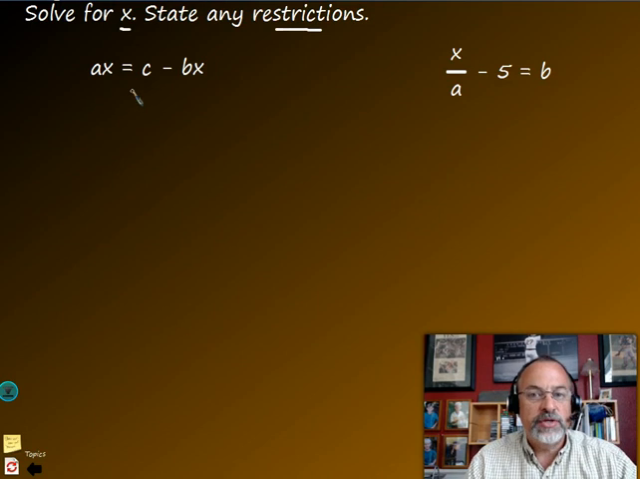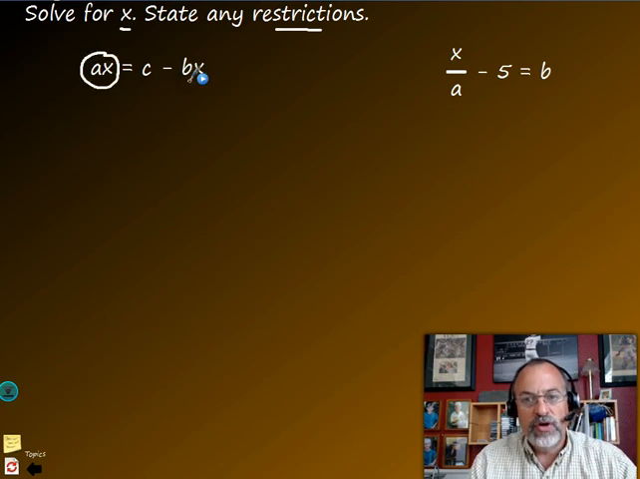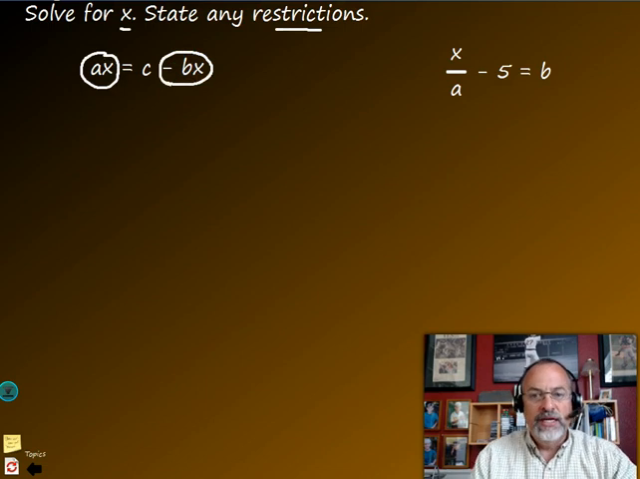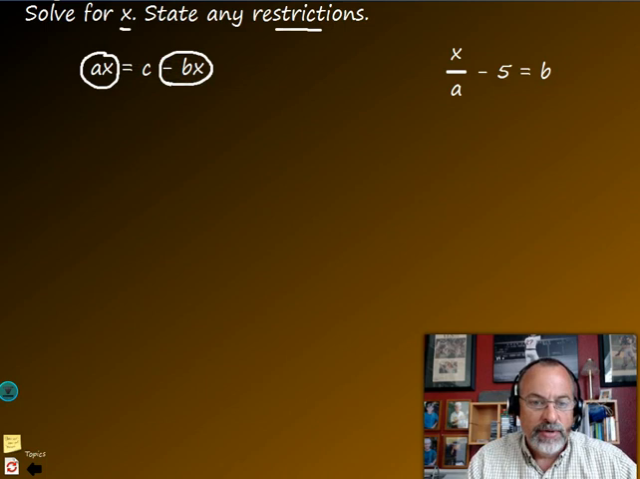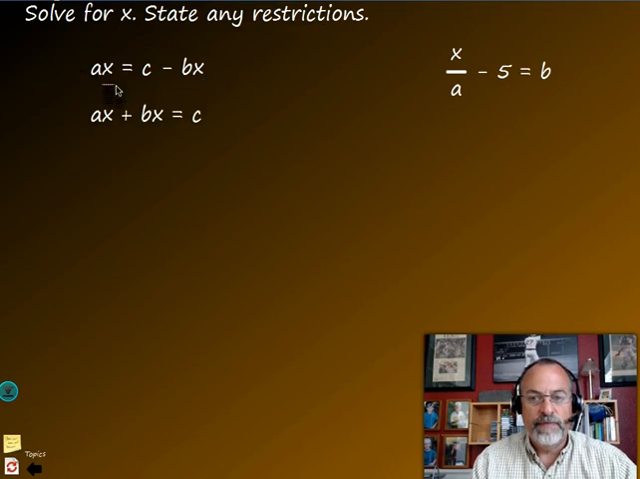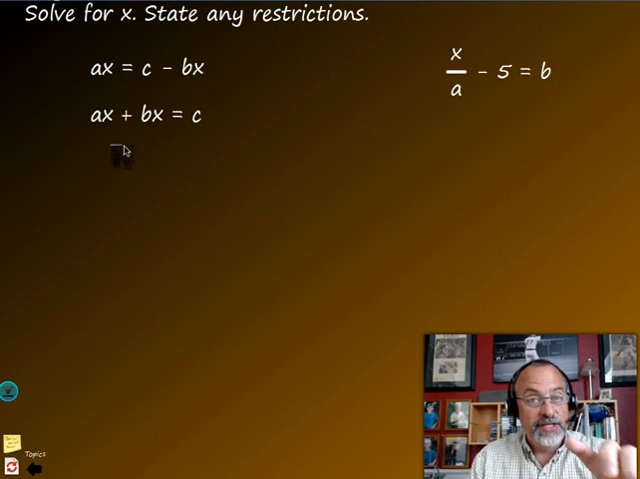The next step was, any term that has the variable I'm solving for in it, I have to get on one side. This term here has an x, which I'm solving for, and this term here has an x. They're on separate sides, so I need to get them on one side together. I'm going to choose to move this over here because there's nothing else over here. So I'm going to move that bx term to the other side, so anything that has an x with it is on one side.